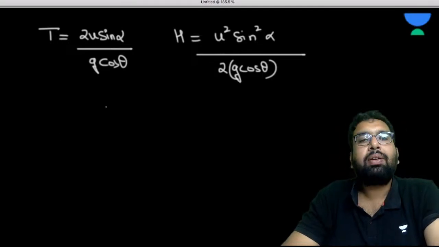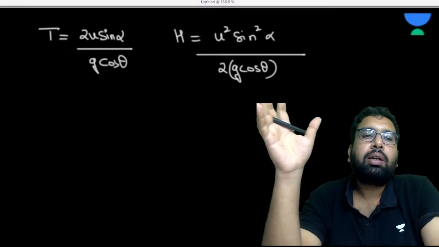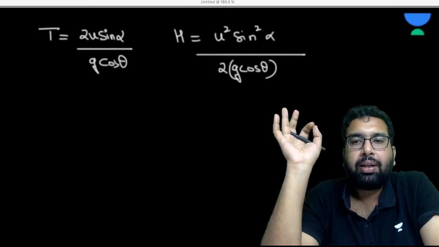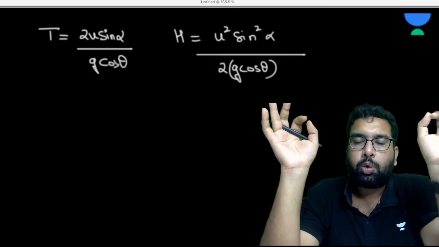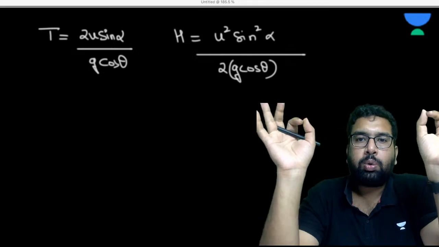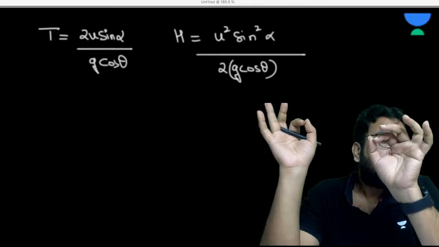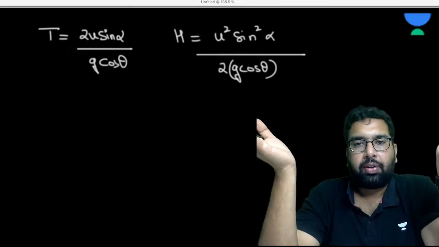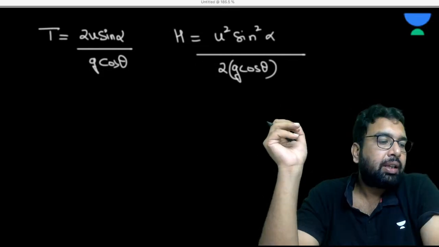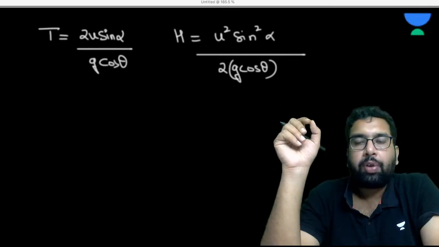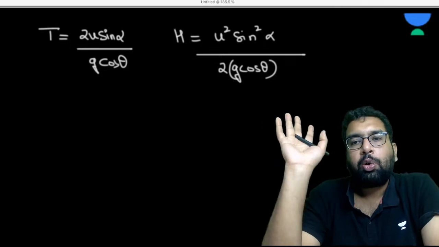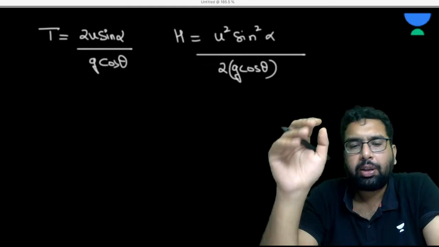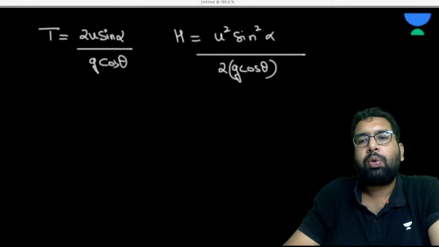Right? So you can remember it this way, I'll tell you what I do. I remember that the time is 2 times the initial velocity of the projectile in y direction, that is u sine alpha, upon acceleration in y direction, right? Similarly, height is the square of velocity in y direction upon 2 times the acceleration in y direction, that is 2g cos theta, right? So if you want to memorize, you can memorize. Now I would write it here also.